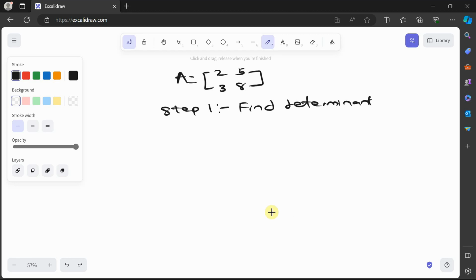Great, your answer is 1. Yeah? How? First thing I'll say is the determinant of A is equal to 2 times 8 minus 3 times 5. So 2 times 8 is 16, 3 times 5 is 15, 16 minus 15 is 1.